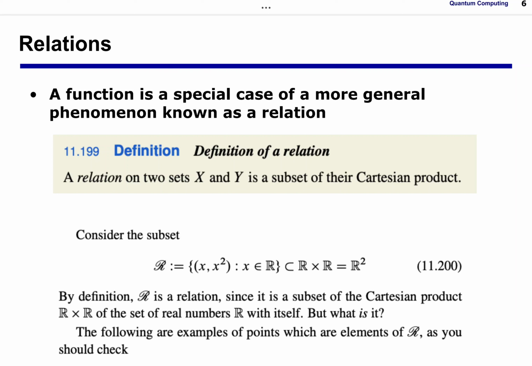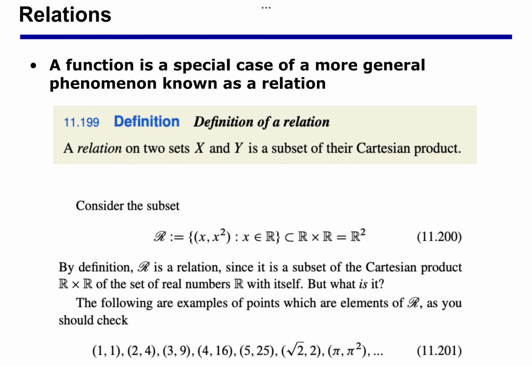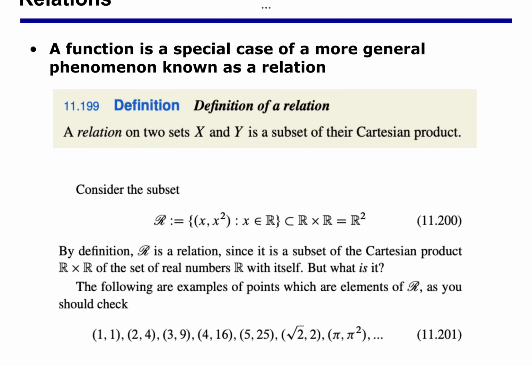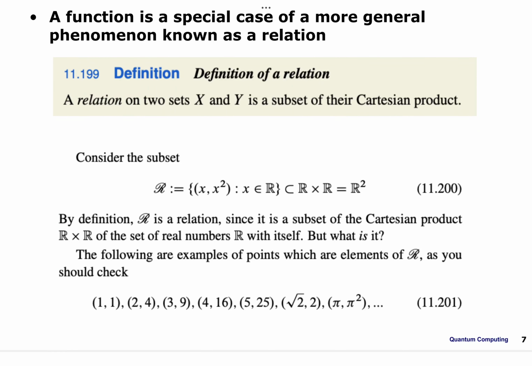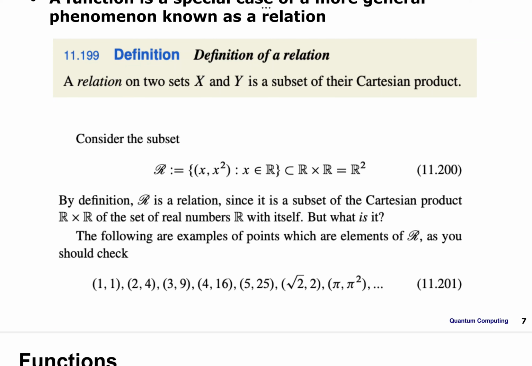A function is a special case of a more general phenomenon. The generalization is a relation on two sets, which is a subset of their Cartesian product. A relation is a subset of the product, by definition. R is a relation since it's a subset of the Cartesian product.